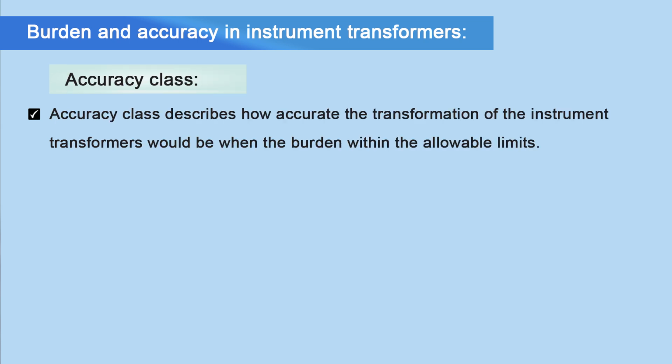Now the accuracy class. The accuracy class describes how accurate the transformation of the instrument transformers would be when the burden is within the allowable limit. So the accuracy of an instrument transformer can be decided by the burden, allowing the load to be in the permissible limits. This is defined by the accuracy class of the instrument transformer.